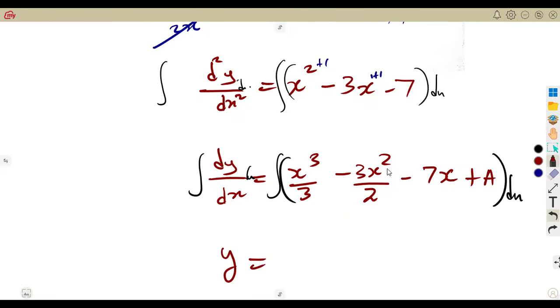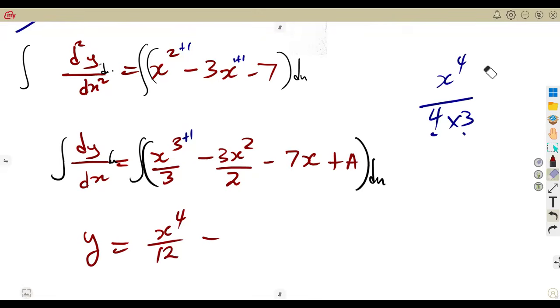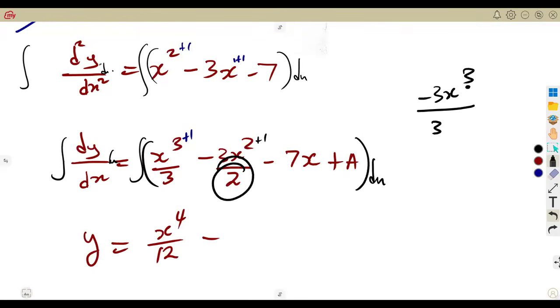You integrate just like the previous case. Remember, for the exponents, add 1: x to the exponent of 4 over the new power, but already there is a 3, so it was going to be 4 times 3, which is 12. So that's x to the exponent of 4 over 12. Minus, you do the same thing on this 3x squared. You add a 1 there, which gives minus 3x cubed over the new exponent, which is 3, but already there is a 2 in the denominator. So this cancels, and you remain with minus x cubed over 2.